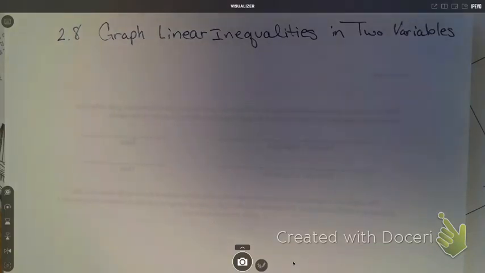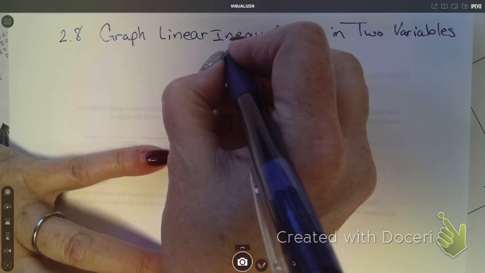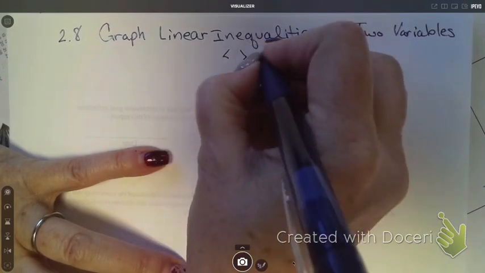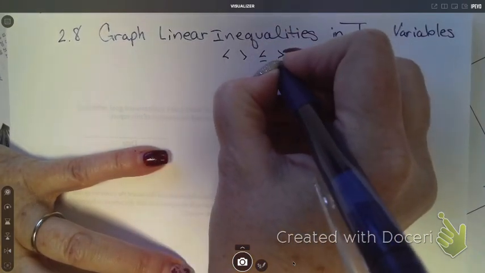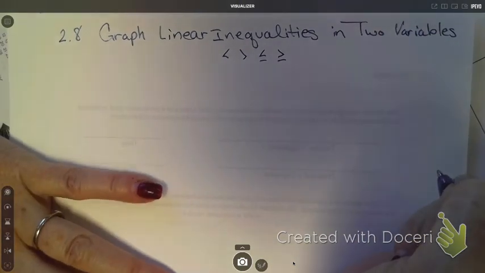Okay, so we're going to be graphing linear inequalities in two variables. Remember, an inequality is less than, greater than, less than or equal to, and greater than or equal to. Those are inequalities.